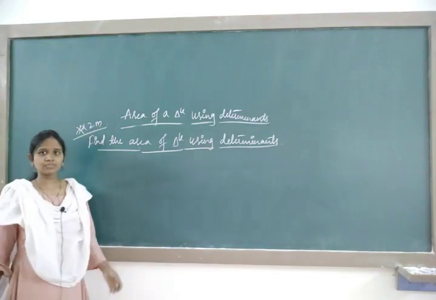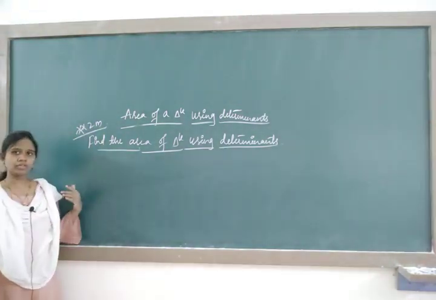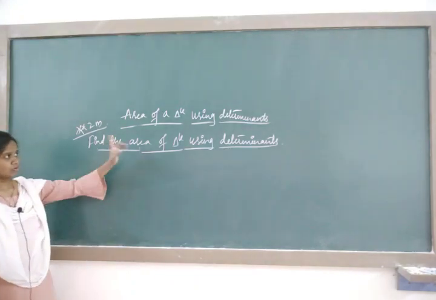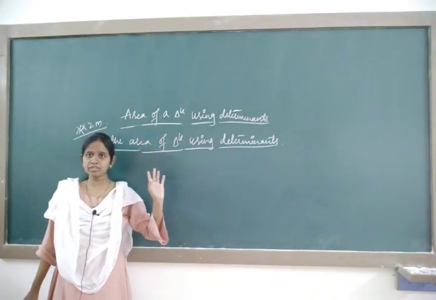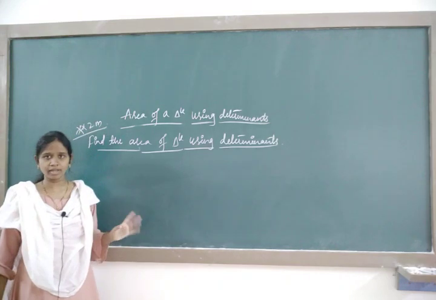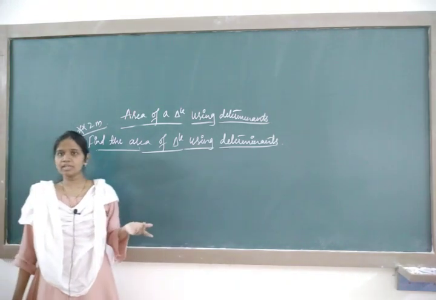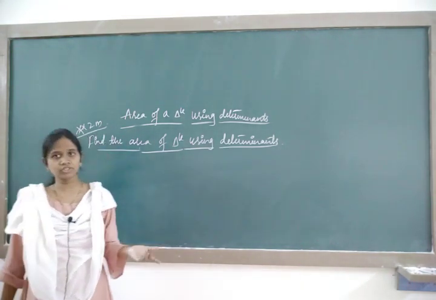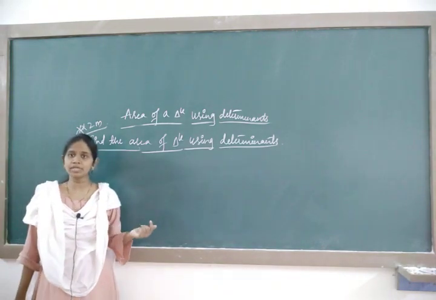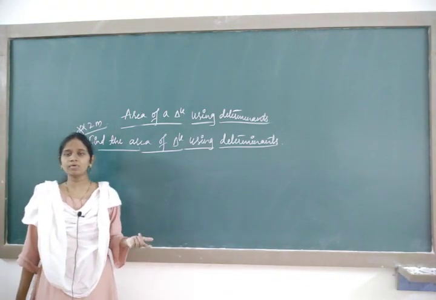So in today's class, whatever I am going to take, it's all about the 2 marks question. One question will be compulsory using the determinant, that is, area of a triangle. Either they will ask to find the area, or to find the equation of a line, or to show that the points are collinear.